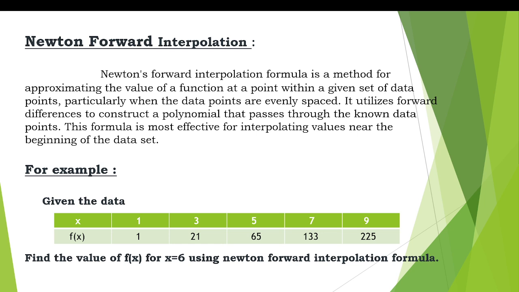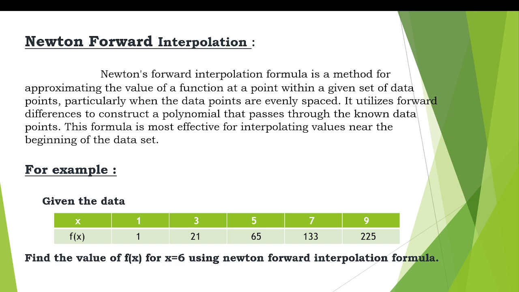Newton's forward interpolation formula is a method for approximating the value of a function at a point within a given set of data points, particularly when the data points are equally spaced. It utilizes forward differences to construct a polynomial that passes through the known data points. This formula is most effective for interpolating values near the beginning of the dataset.